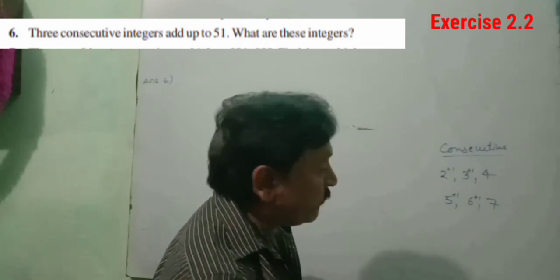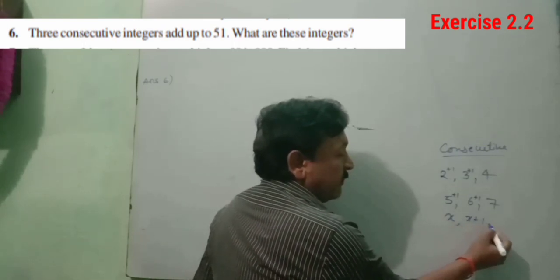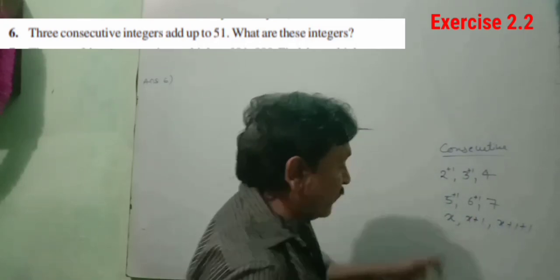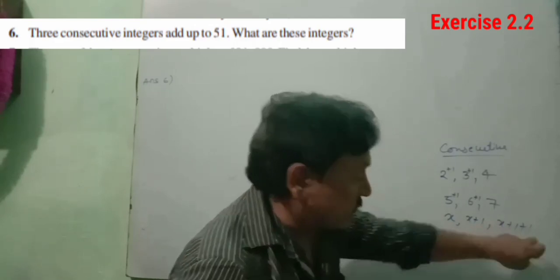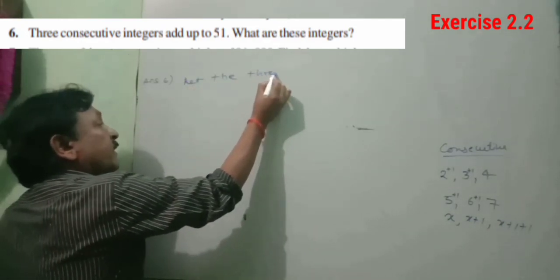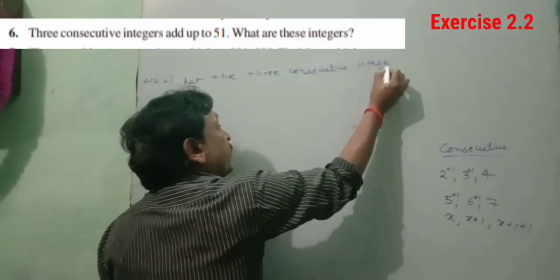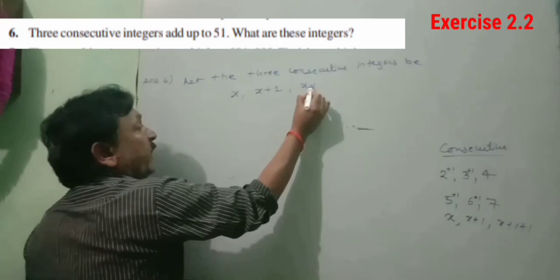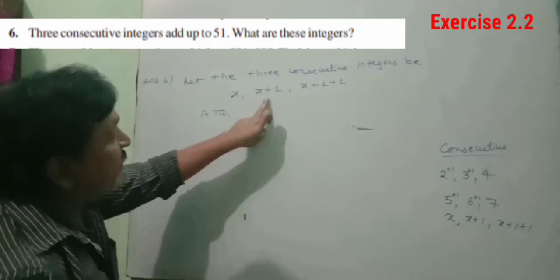But since in this question we don't know what the first number is, we will take it as x. Second will be x plus 1, and third will come how? If I add 1 in the second one, the first is x, the second x plus 1, and the third one will be x plus 1 plus 1. Let the 3 consecutive integers be x, x plus 1, and x plus 1 plus 1 according to the question. This thing is clear now?